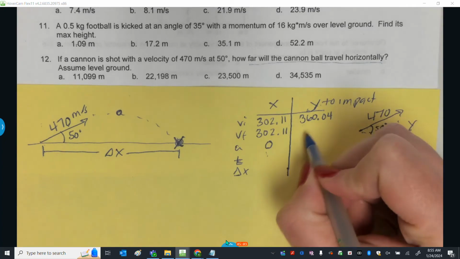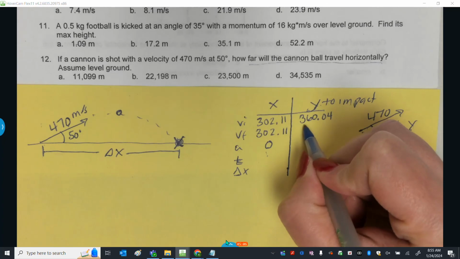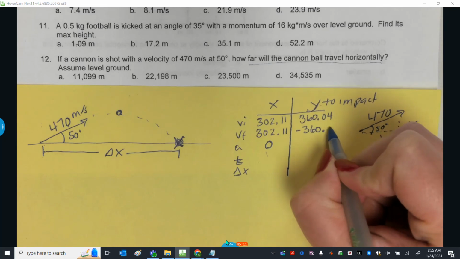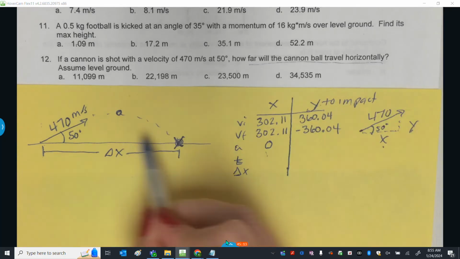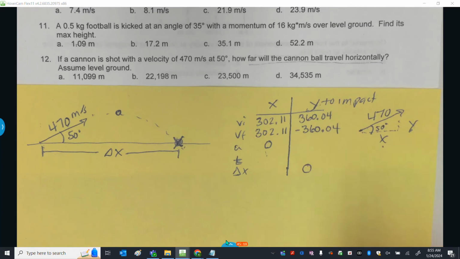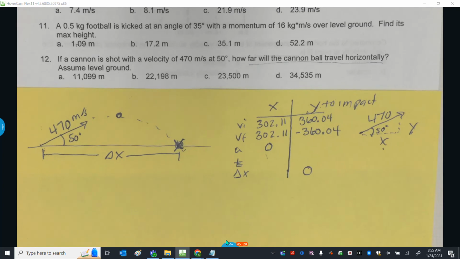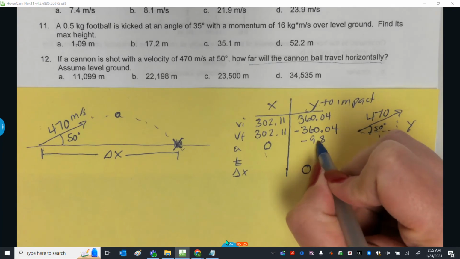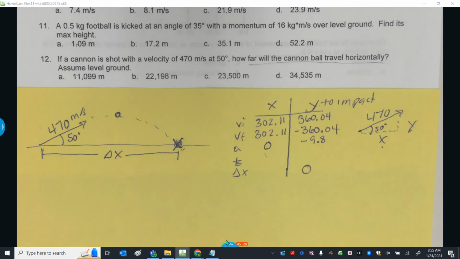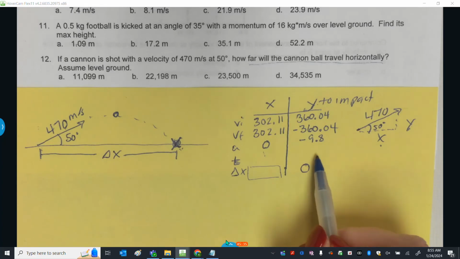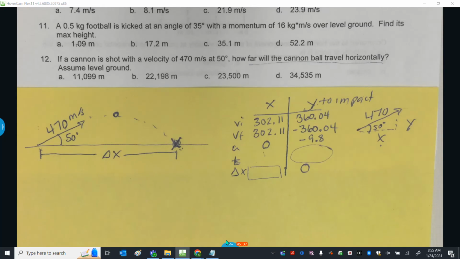And at impact, I know my final velocity. If my initial is 360.04, my final will be negative 360.04. I also know that my vertical displacement will be 0 because I'm going to land at the same height from which I launched. I know also that my acceleration is negative 9.8 meters per second squared because it's due to gravity. So from here, if I want to find range, which is here, I first need to get time, and I have plenty of information over here to do it.